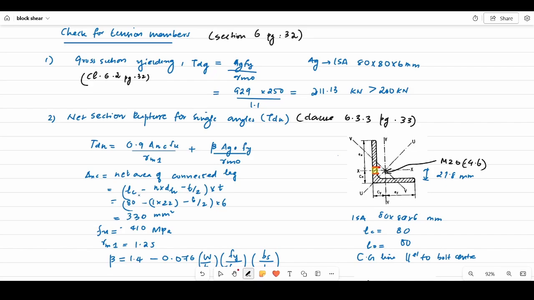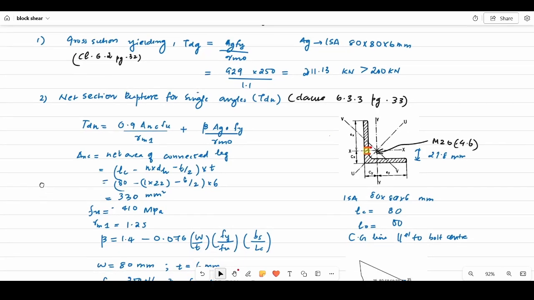So Lc is the length of the connector, which is 80, minus n times dh. If there are two bolt holes, we have to reduce that also. Since here there is only one, n value will be 1. So the net area of the connected angle will be the total length, which is 80, minus the bolt hole diameter, only 1, since it is given in a row. So every time we cut a section, we will be seeing only one bolt along that section. So that is 1 into 22, minus we have to reduce half of the thickness. And what is the thickness of the angle section overall? It is 6 mm. So when we calculate this, we'll be getting the net area of the connected member as 330 millimeters square.